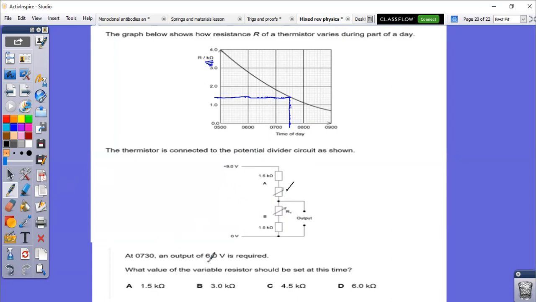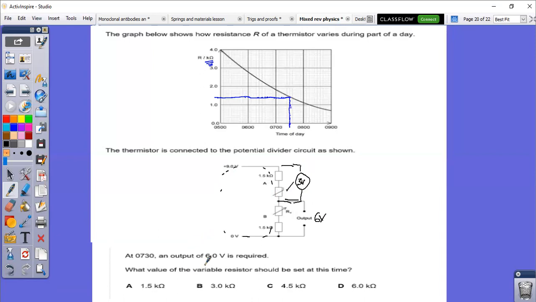So it says at 7:30, we want 6 volts here, meaning that by Kirchhoff's second law, in this loop, the sum of PD drops must equal the EMF. The EMF is 9 volts. So if there's 6 volts across here, I must have 3 volts. Yeah, I had that. Good, okay.